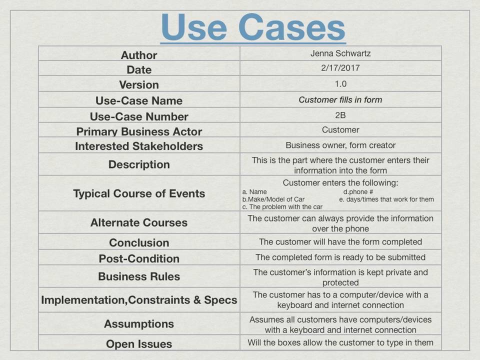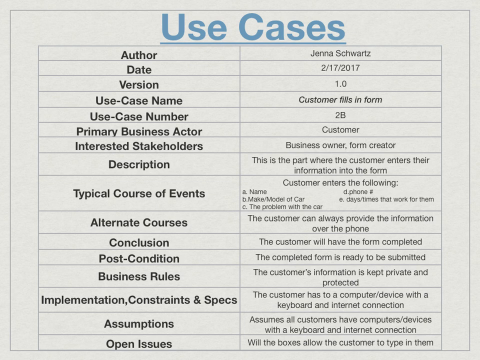Again, the primary is the customer and the stakeholders are the business owner and form creator. This is where the customer will enter in their name, the make, model, year of the car, the problem with the car, their phone number, and the days and times that work for them. And again, same alternate course, they can always call and provide this information to the business over the phone if they'd rather. The number one business rule is the customer's information is kept private and protected. Will never go to any second parties.